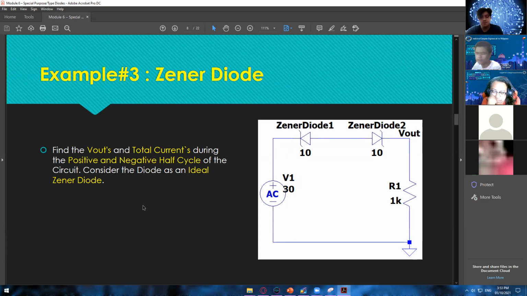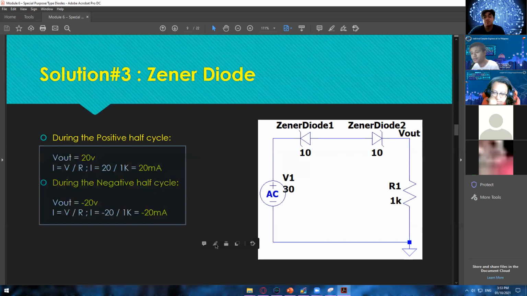But how about during the negative half cycle? What is the value of our V out? Baliktad lang, sir, negative. So it will just become a negative 20 volts. And then for the current, for the positive half cycle, we have positive 20 milliamps and then negative 20 milliamps for the negative half cycle. Right. So here are the answers.